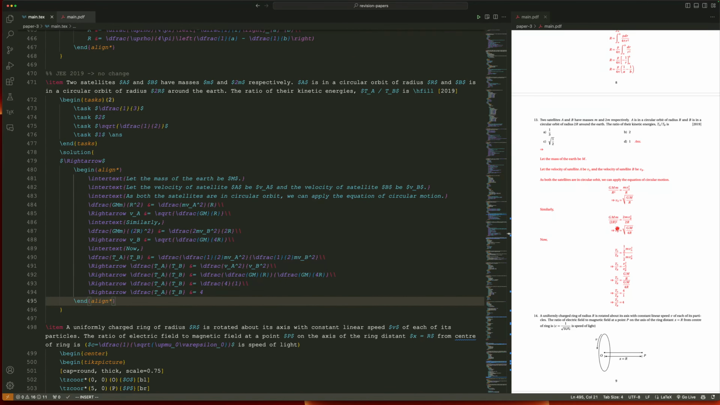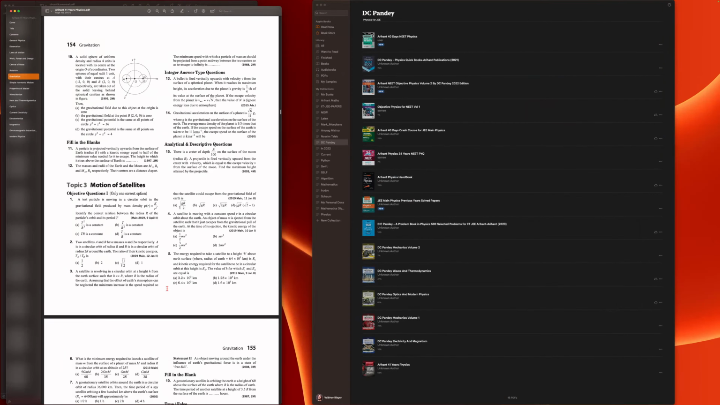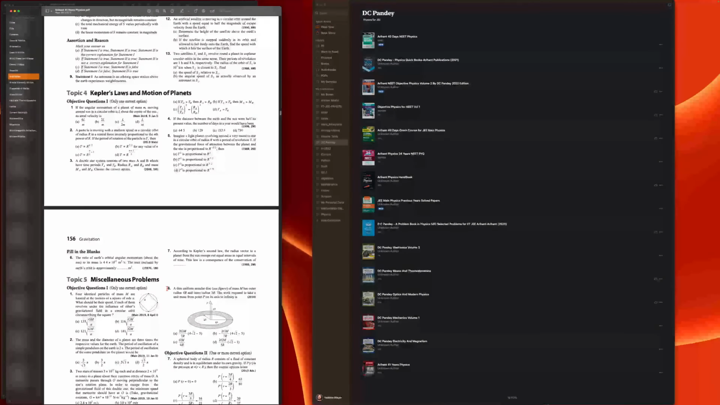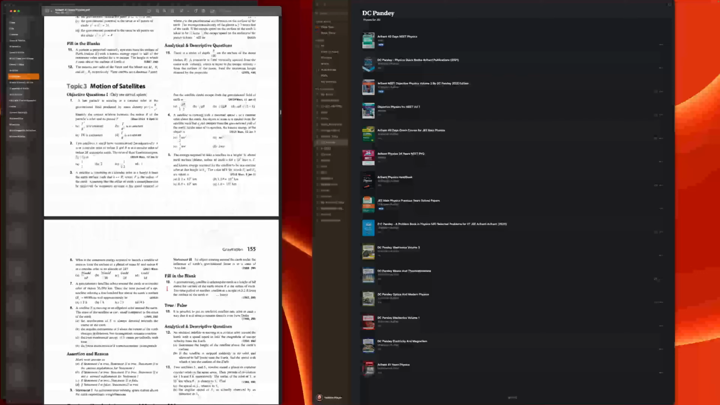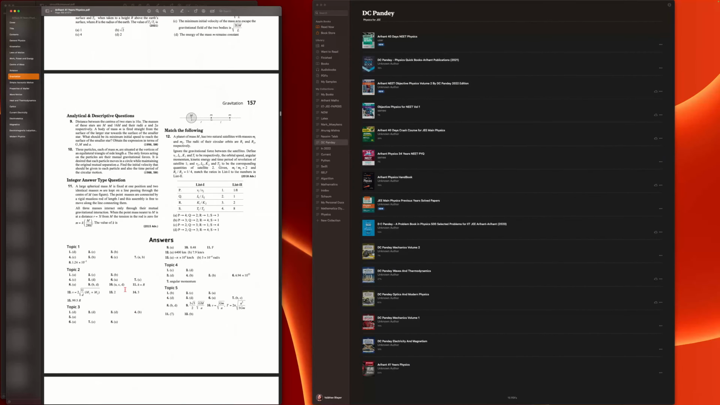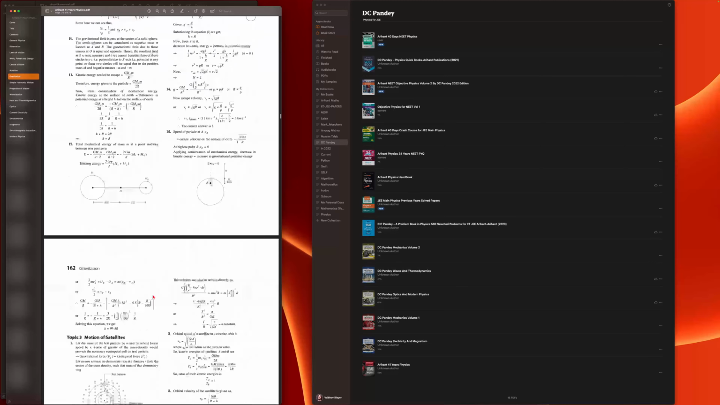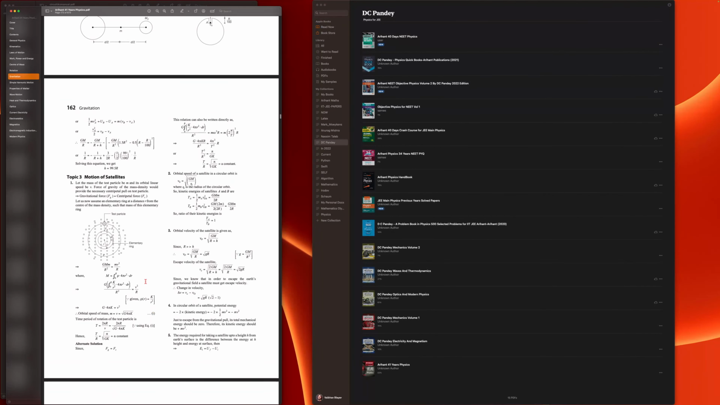So this will get cancelled out, right? No, 4 will turn to that. Yes, absolutely right. Let me check the solution to which topic. Motion of satellites, topic number 3, problem number 2. Topic 3, problem number 2. Absolutely right. Let me check the solution. So yes, velocity, everything is okay.